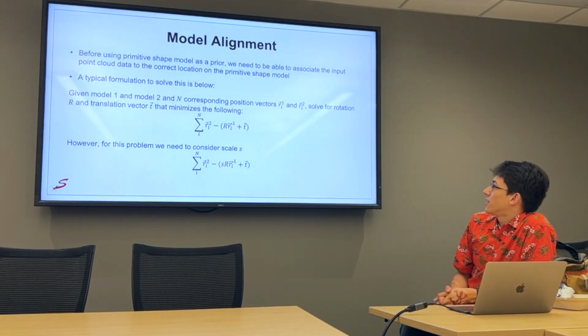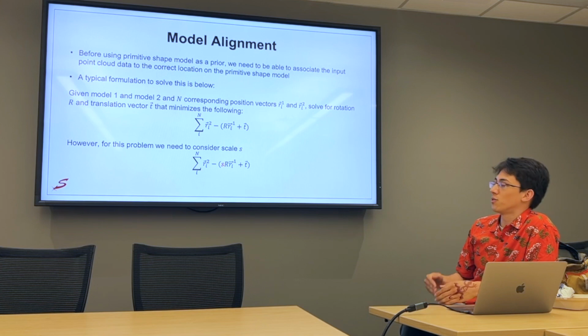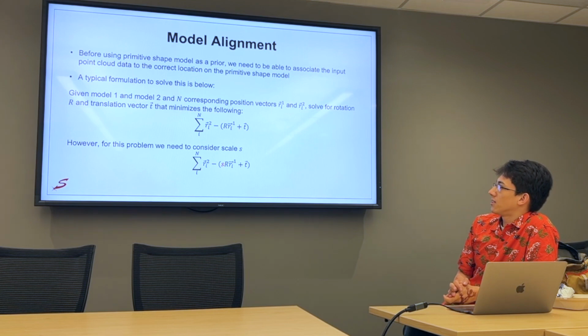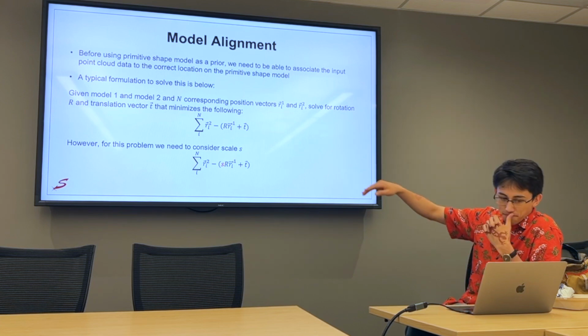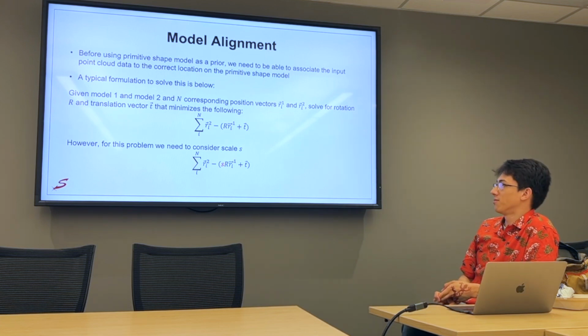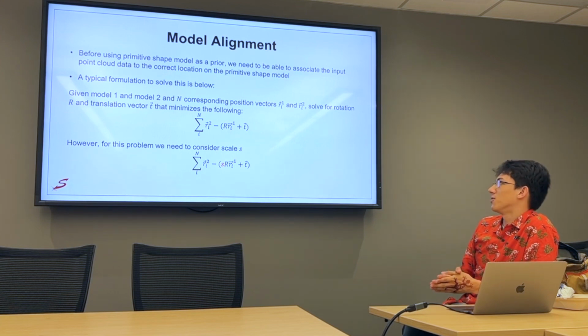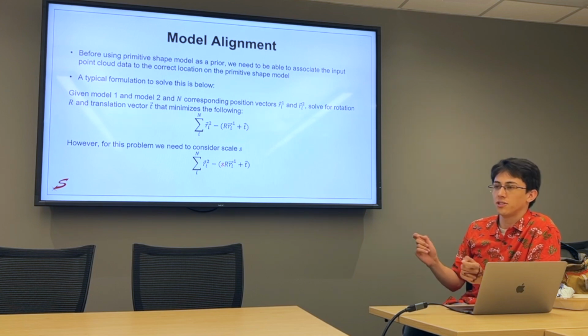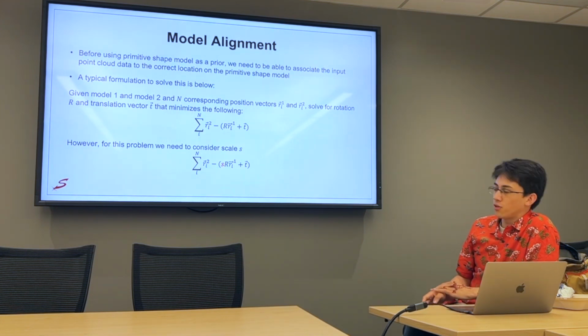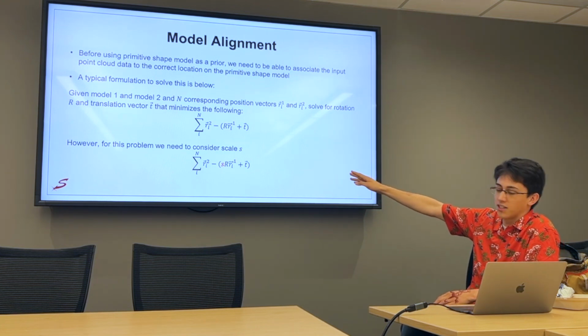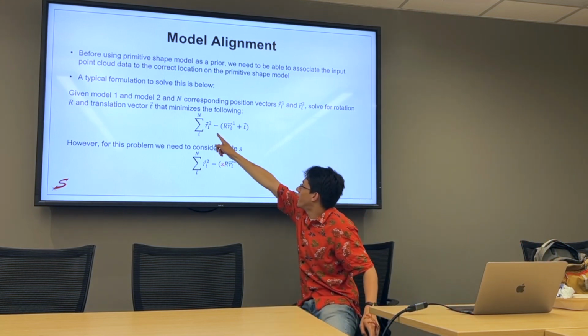So back to the actual project. First I want to focus, take it step by step. So let's focus on the model alignment part. The typical formulation to solve the model alignment problem is right there on the first line. Given model 1, model 2, which are of the same target, and n corresponding position vectors. Typically this is for a point cloud, so each position vector is a point. You want to solve for the rotation R and the translation vector t that minimizes the following. Actually, I messed up. This should be the L2 norm of this.